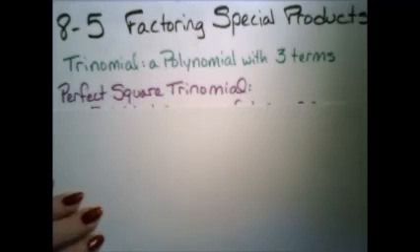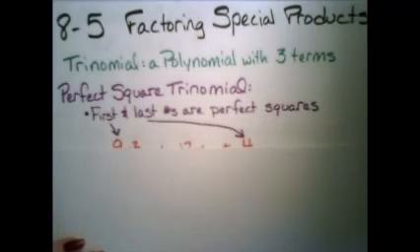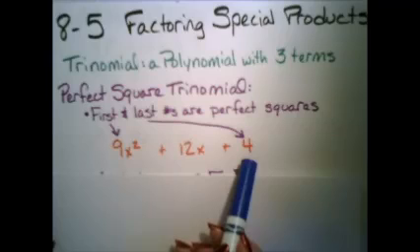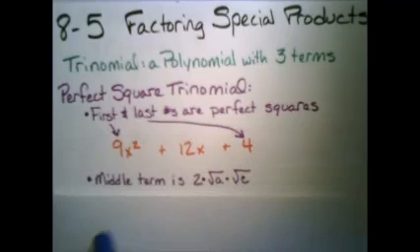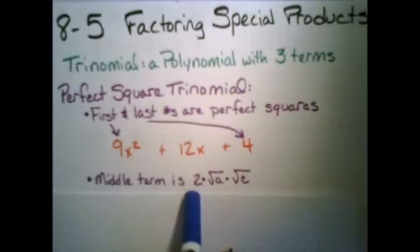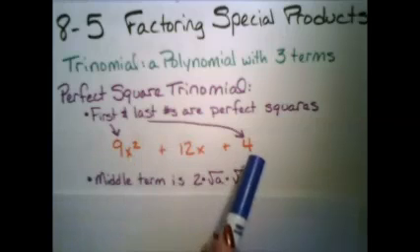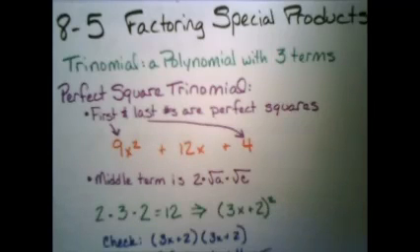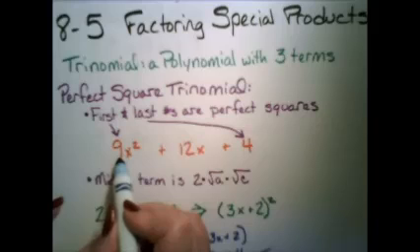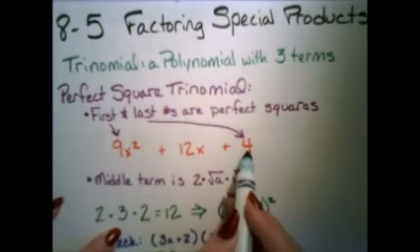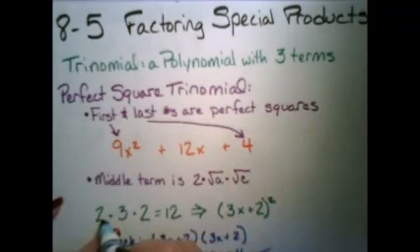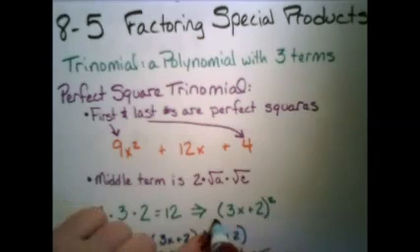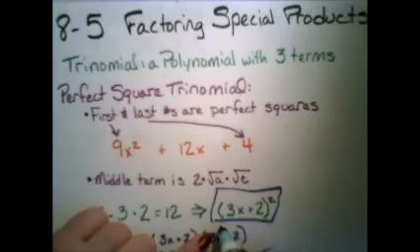A perfect square trinomial is what you find when the first and the last numbers are perfect squares. The middle term is going to be 2 times the square root of a times the square root of b. So let me show you. The square root of 9 is 3. The square root of 4 is 2. So 2 times 3 times 2 is going to be 12. We are looking for this number.